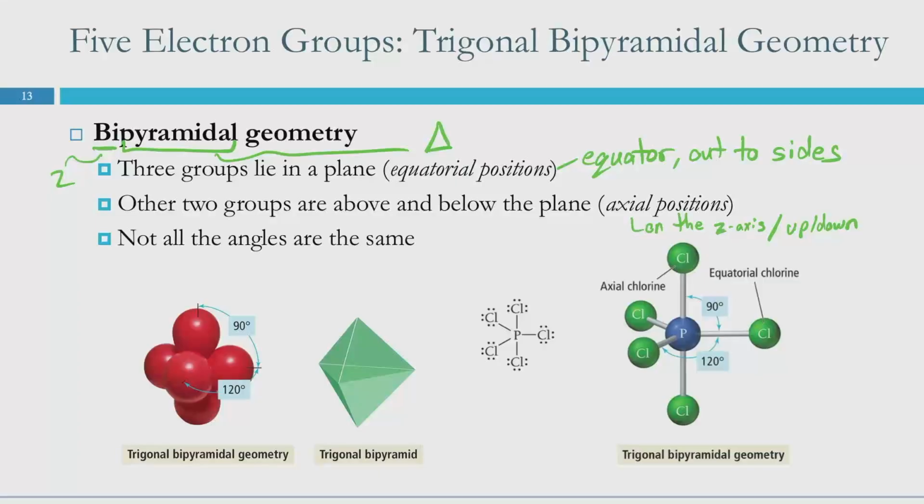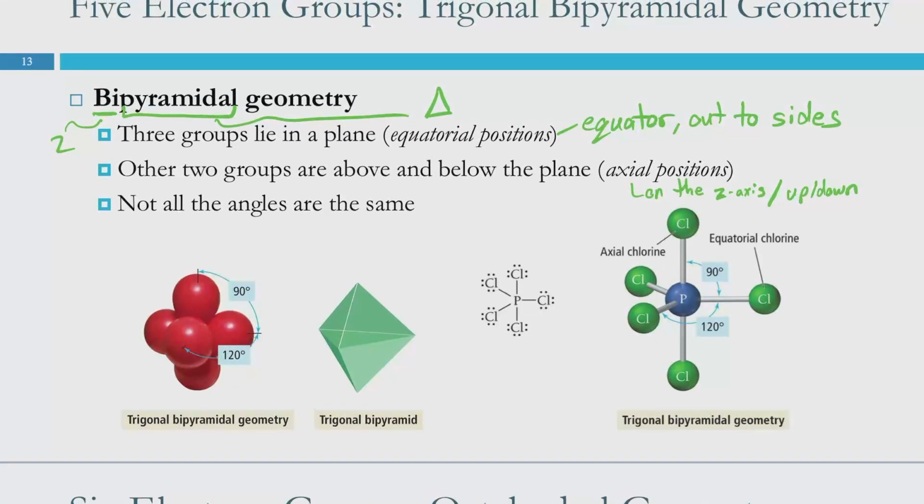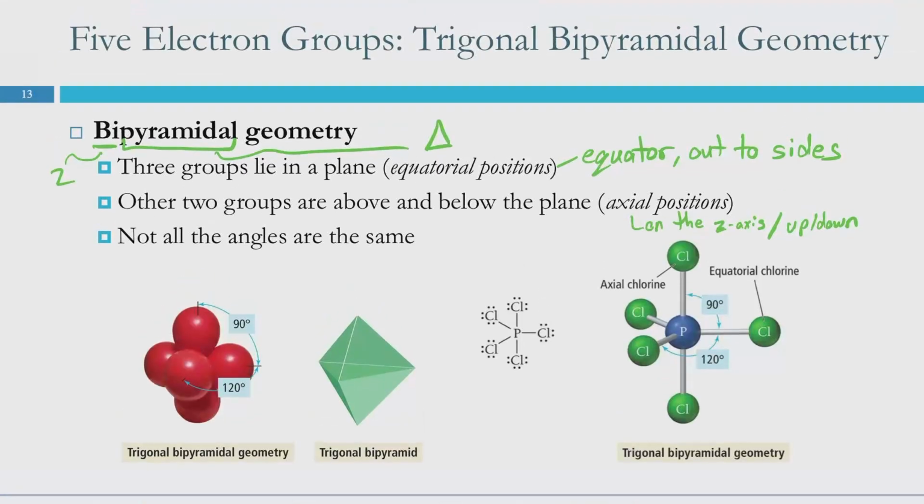We have modeling kits that we can make these shapes with as well, to be able to see these in three-dimensional space, since it's a little hard to visualize them otherwise. Questions about our trigonal bipyramidal? It's trigonal because we've got three groups out on the equator, 3 points on the equator. Bipyramidal because we've got up and down pyramids.